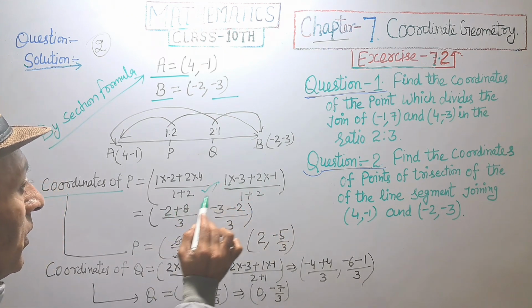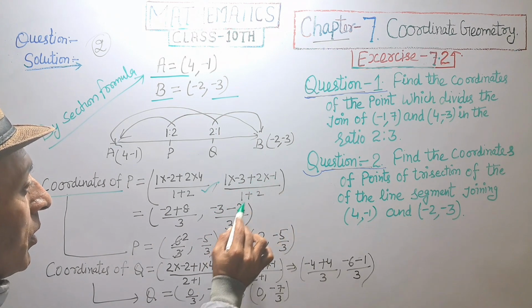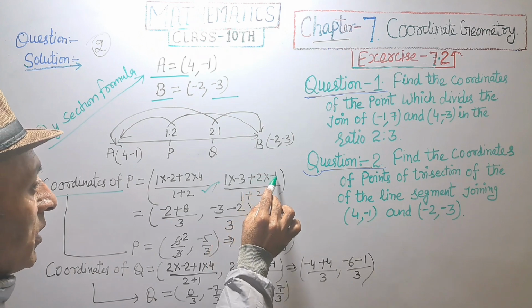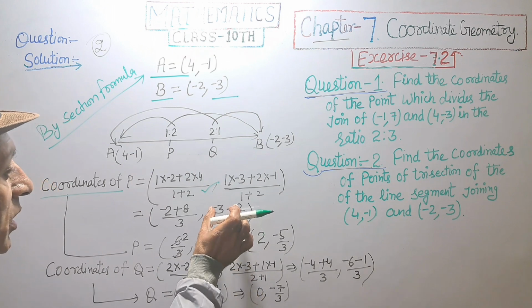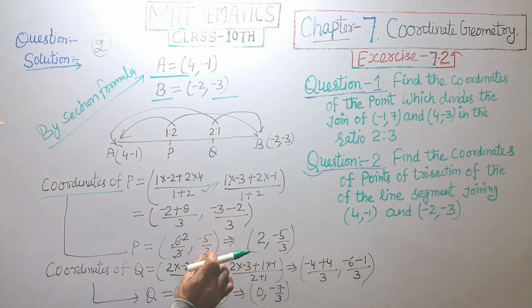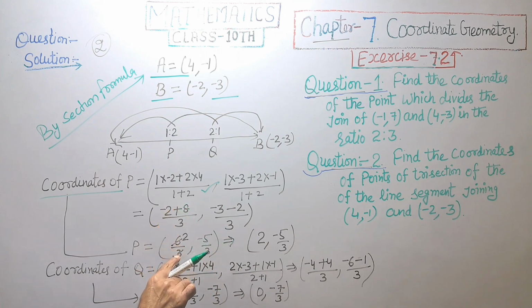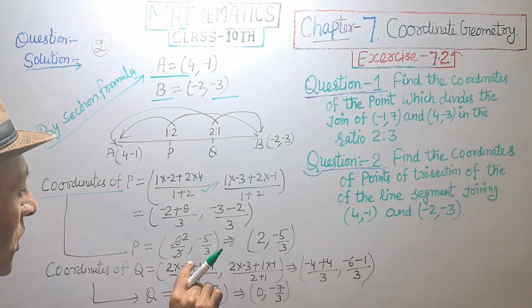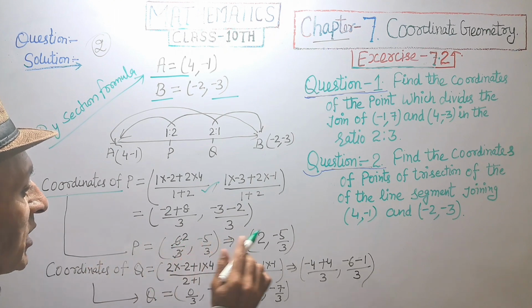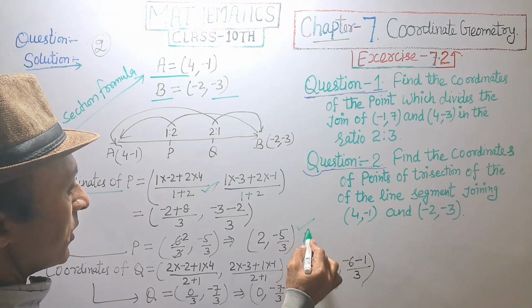3 1s are minus 3 plus 2 1s are 2, negative 2 multiplied by minus 1 is equal to minus 2 divided by 3. Minus 3 minus 2 is equal to minus 5 divided by 3, and 8 minus 2 is equal to 6 divided by 3, that is 2. 6 divides 3 2 times. So coordinates point of P is equal to 2 comma minus 5 upon 3, answer.